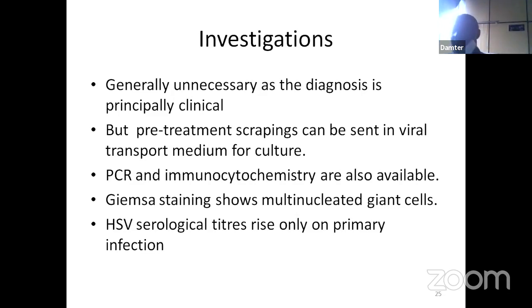Also, giemsa staining is important in facilities where we don't have a viral culture medium, PCR, or immunocytochemistry. We can do a giemsa staining in which the presence of multinucleated giant cells can be helpful to suggest herpes simplex virus infection of the cornea. Herpes simplex virus serological titer can also be done, and it is raised more in primary infection.